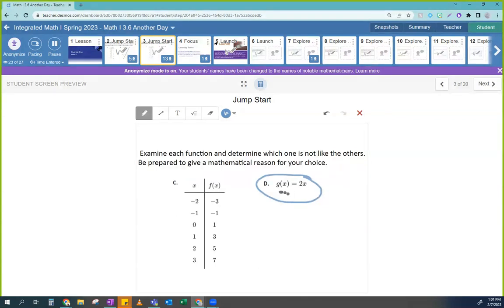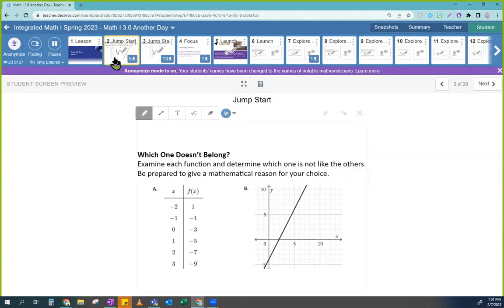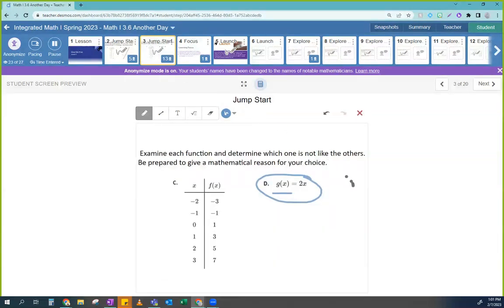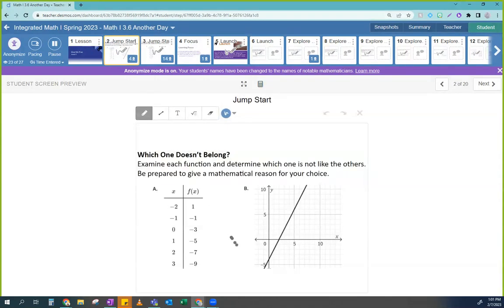This one's also different because it's the only one labeled as g of x. Everybody else is labeled differently, f of x. This one's not even labeled, right? So maybe it's just y. Another one that's different is this is the only one that has odd values for y. Oh no, this one has even values for y. Just kidding.